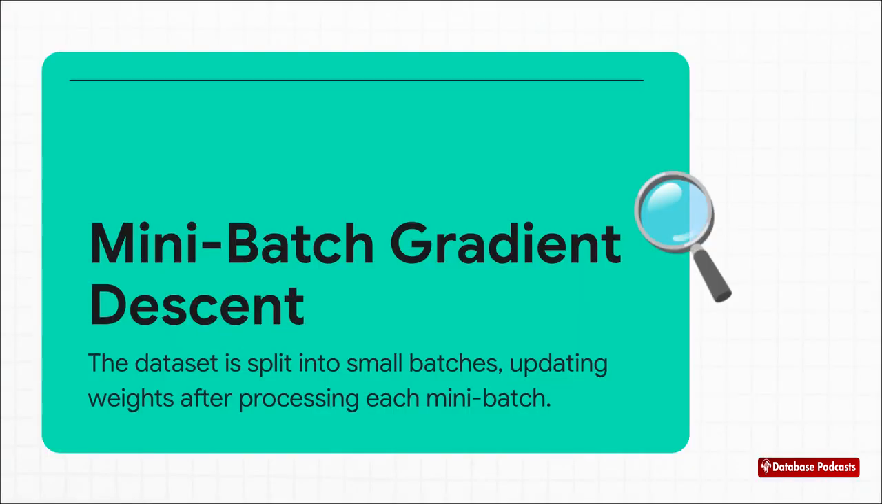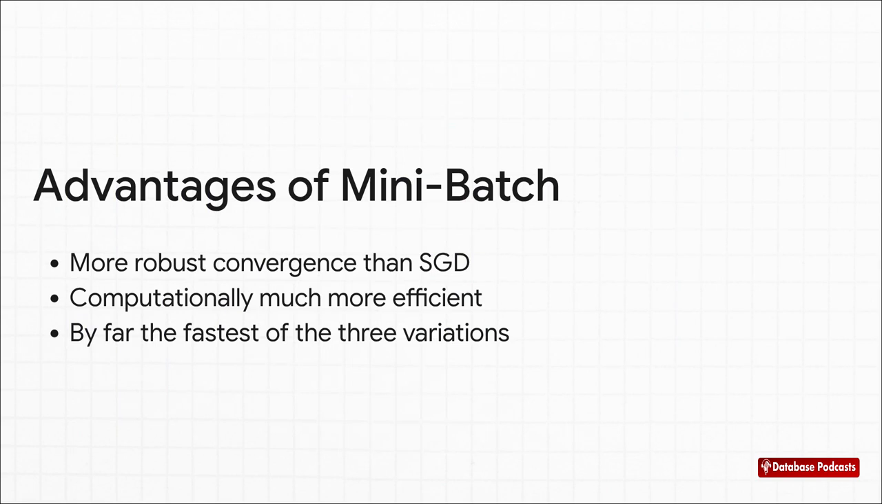So how does this fit into our mountain analogy? This is the pragmatic choice. You don't look at the whole mountain, and you don't look at just one pebble. Instead, you look at a small patch of ground right around you, a mini-batch, and you use that information to decide the best immediate step to take. And this, right here, is why it's the default choice for almost everything. It gives you a much more stable path than that wild zigzag of SGD, but it's way more computationally efficient and faster than the old batch method. It really is the best of both worlds.